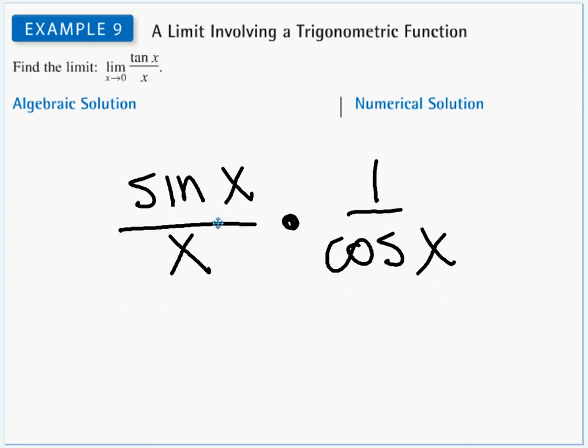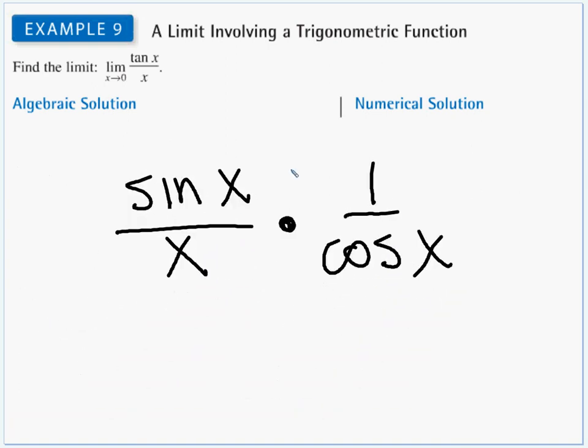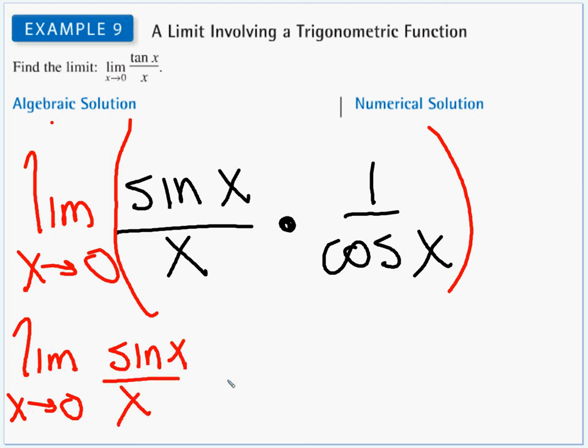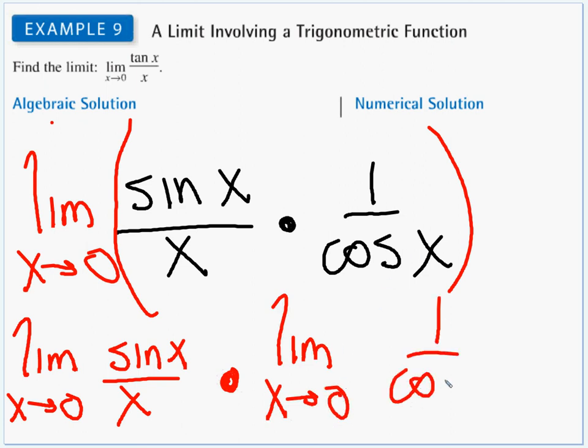And now I can put my limit notation back in there. The limit as x approaches 0. So we've got the limit of these two things multiplied together. Remember, we had that in this video: the limit of this product is the product of the limits. So I can do this first limit, the limit as x approaches 0 of sine x over x, and multiply that by the limit as x approaches 0 of 1 over cos x.